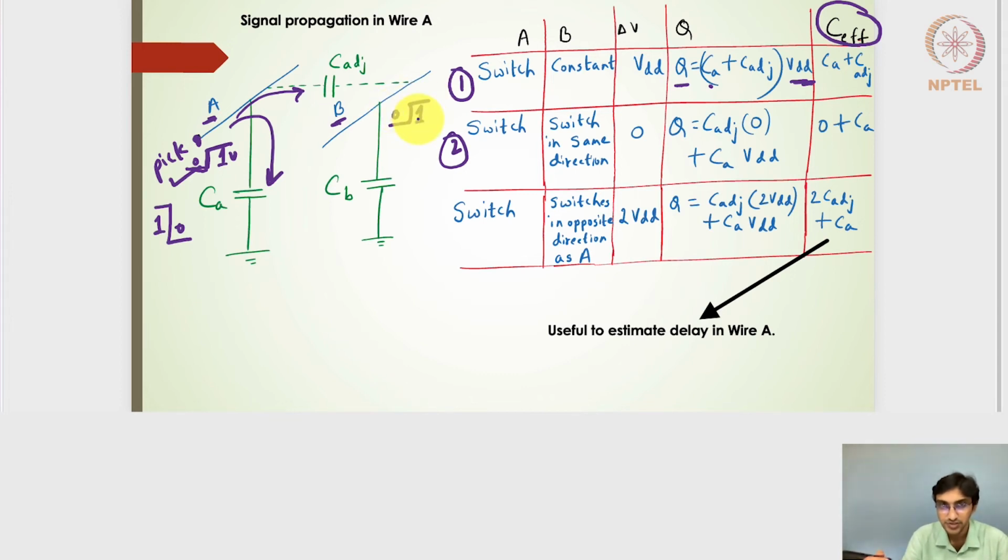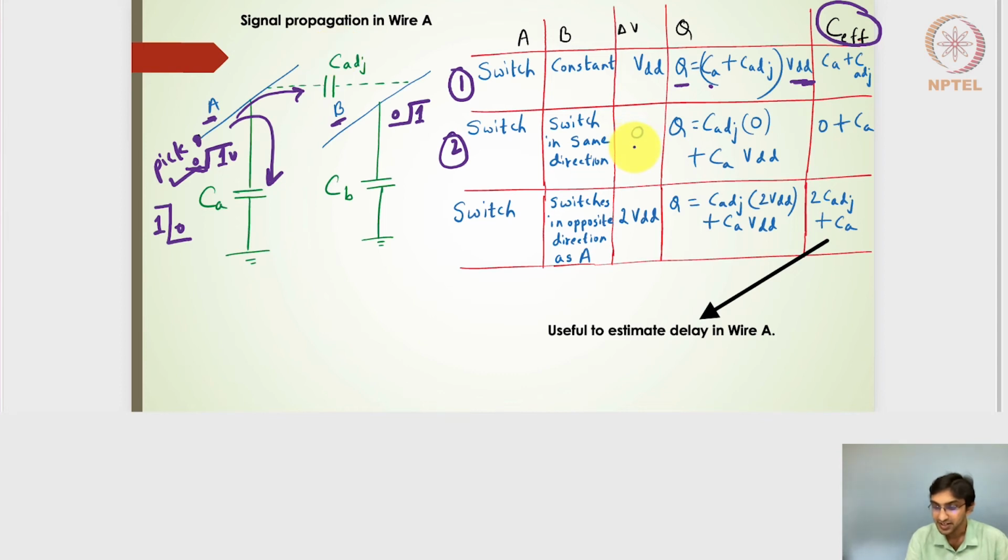So if wire B is also changing from 0 to 1, initially the voltage across the C adjacent was 0. And then when it has moved to 1 volt on wire A and to 1 volt on wire B, the potential difference across the C adjacent capacitance will still be 0. So actually there is no charge being delivered to the C adjacent, or rather the charge stored in the C adjacent is actually 0.